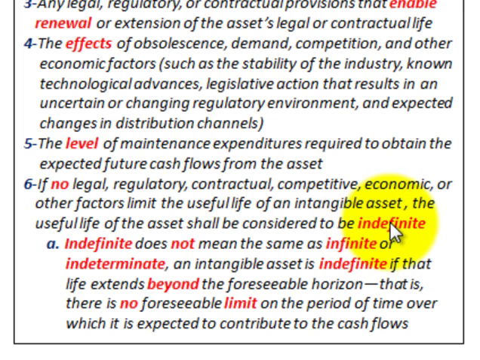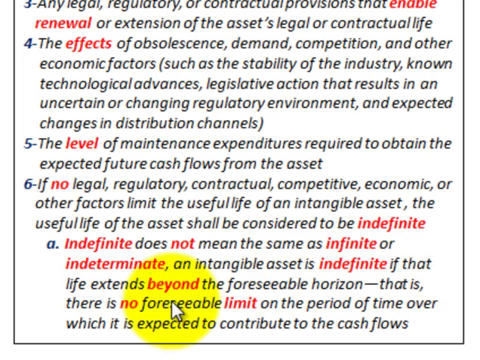So this is our definition for indefinite useful life. Now, indefinite does not mean the same as infinite or indeterminate life. What it does mean is that the intangible asset is indefinite if that life extends beyond the foreseeable horizon. So if it extends beyond the foreseeable horizon, then it's indefinite.